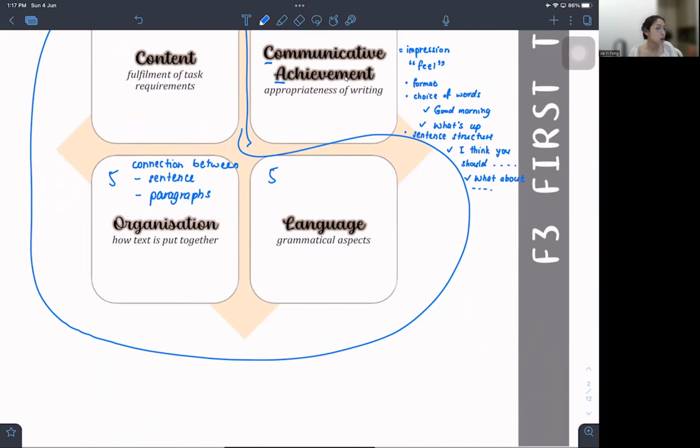Okay? Finally, when we talk about language, language deals with grammar, obviously. Did you use the correct tense? Did you use the correct punctuation? Did you use the correct spelling? So all these goes under language.